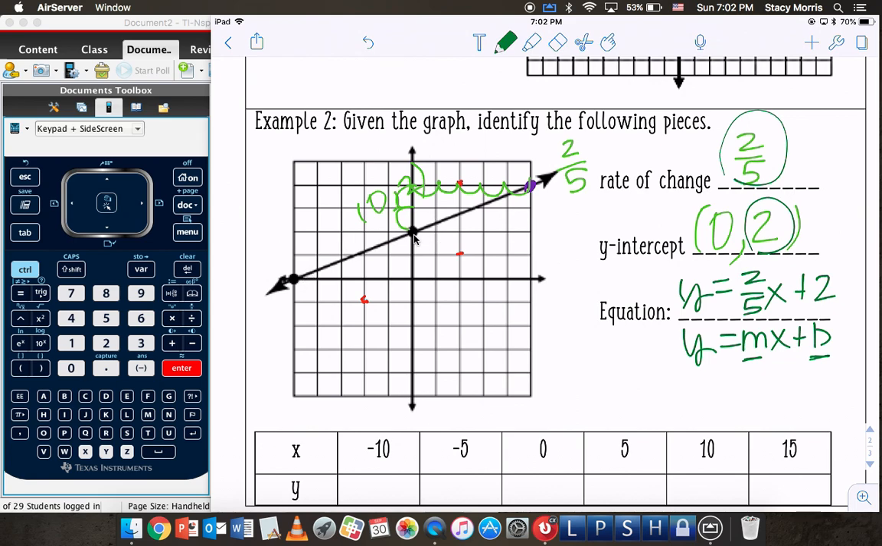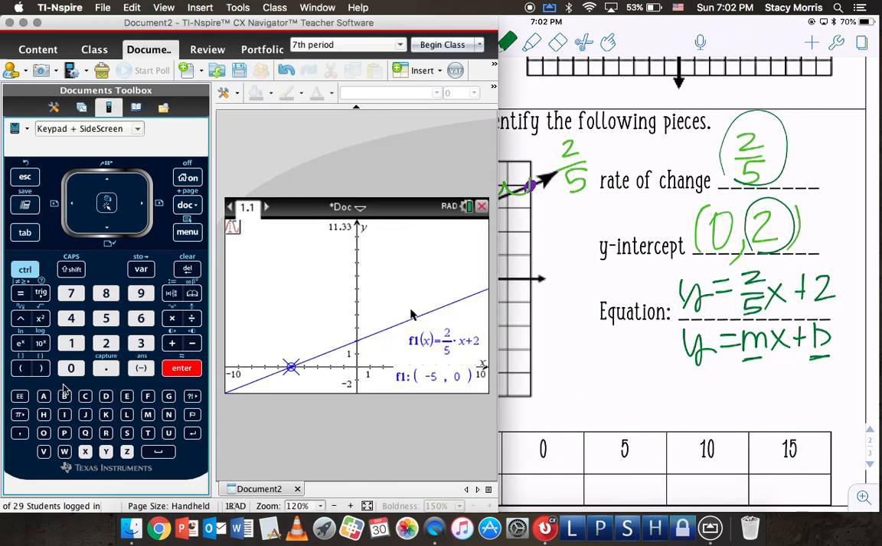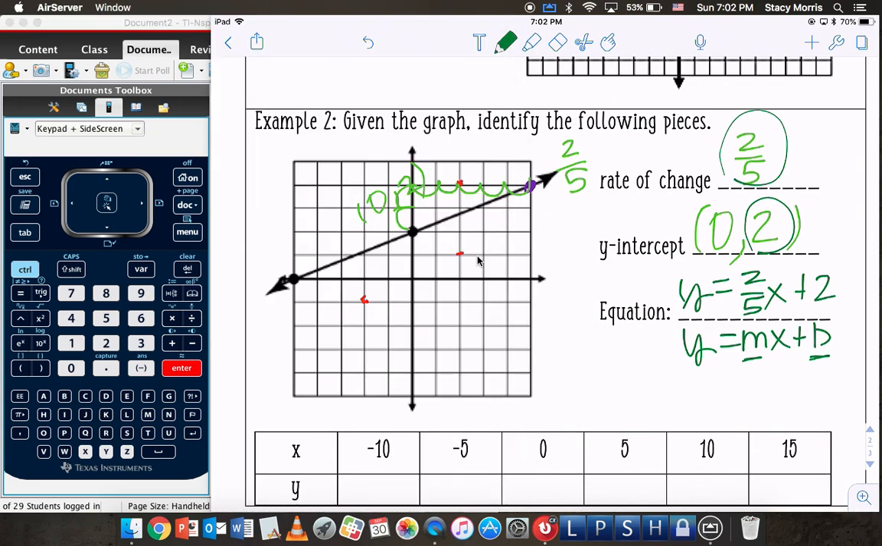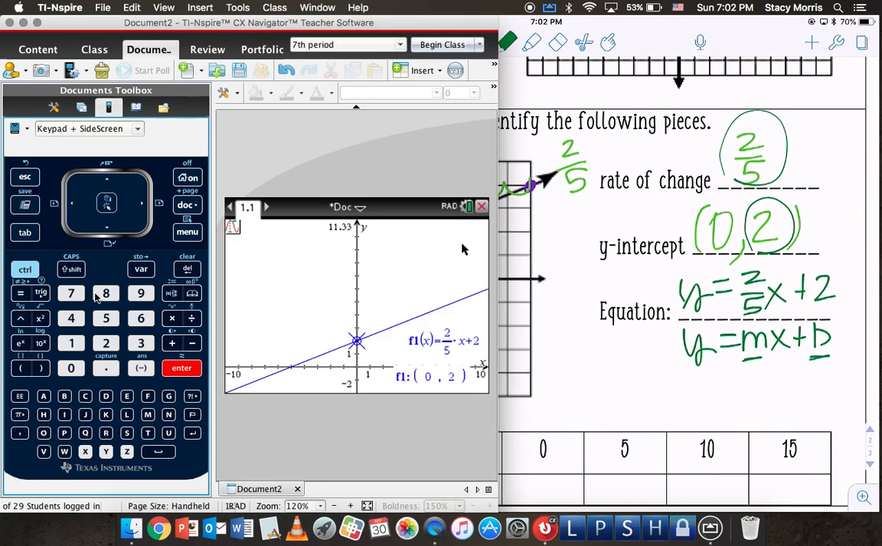Then I should have one at 0, 2. So I'm going to go to 0, enter. 2, that's there also. And then the other one I had on my paper was right here at 5, 4. So let's check that. 5, 4. So at 5, 4. There we go.